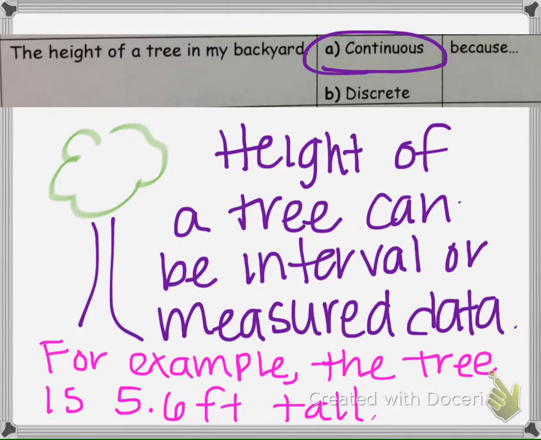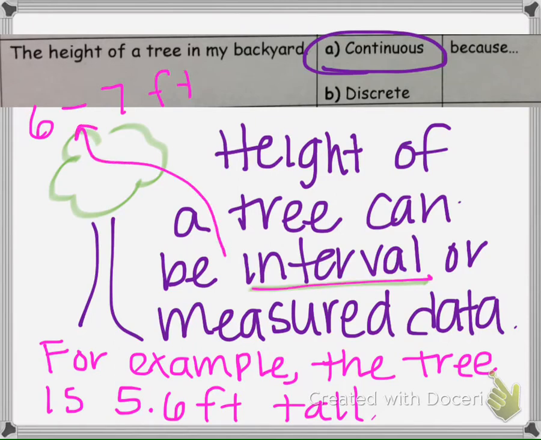Okay, we have the height of a tree in my backyard. Height is measured. So that means the height of the tree can be 12.5 feet or 12.25 feet. So we want to include even the decimal values. That's what it means by the tree can be an interval of data. Interval means it could be between 6 and 7 feet. That's what interval means, it includes everything in between as well.